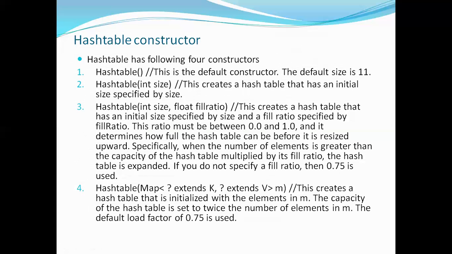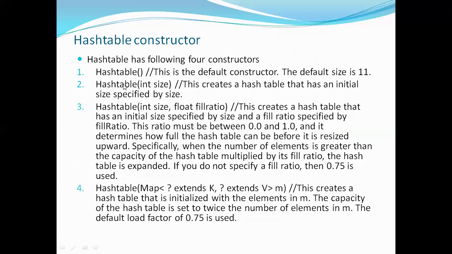Before that, let's see some constructors. So four constructors are there. Again, this is the same as the vector class. First is HashTable(). It will create the default hash table with size 11 here. By default the size is 11. Next is HashTable(int size), which means you can specify your size other than 11. If you want, you can specify its size.